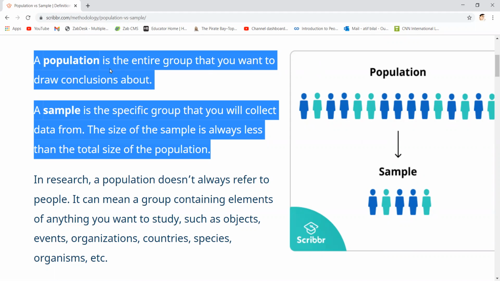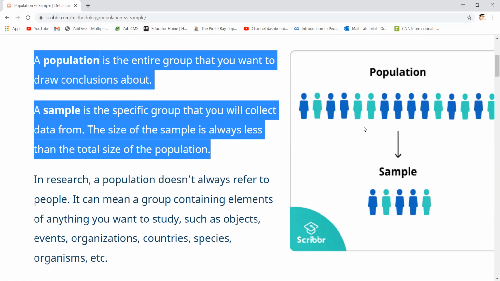As you can see, a population is an entire group that you want to draw conclusions about, which means that population is all the people who your research is interested in. Then, out of all those people, a sample is a specific group that you will collect data from. Now, it is not possible to collect data from everybody in the population. Therefore, you use a subset of that population as a sample. The size of the sample is always less than the total size of the population.